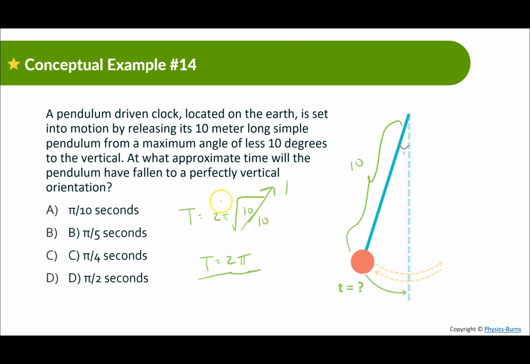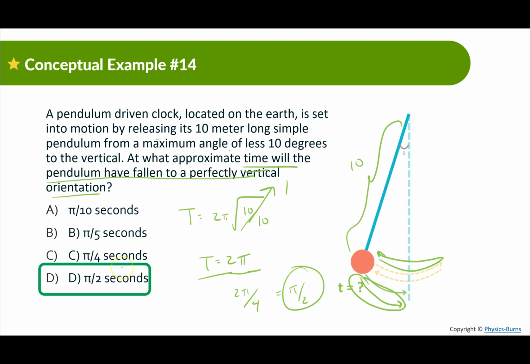However, it's not asking us for what the period is. It's asking at what approximate time the pendulum will fall into the perfectly vertical orientation. So how long does it go from here to here? We know a period is all the way here and all the way back, so this part here is only 1/4 of that. So we could do 2 pi divided by 4, and this would be pi over 2 is how long it's going to take. D.